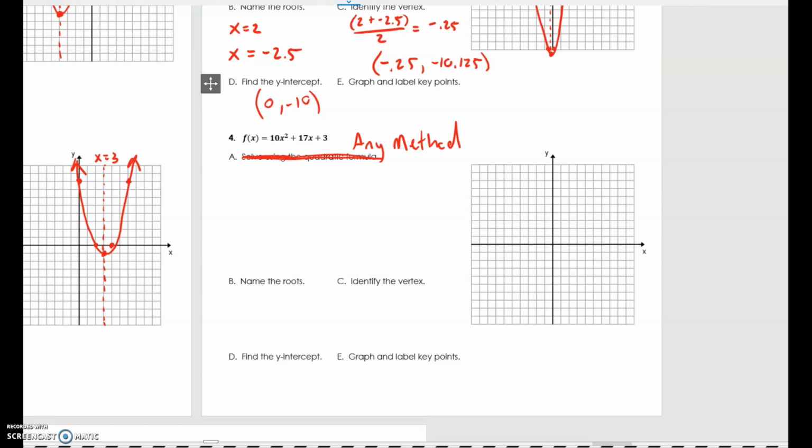Alright, go ahead and give that a try, and then I'm actually going to be making another video to finish this up. So this will be the end of video 1, and video 2 will also include a picture of the answer key at the very end.